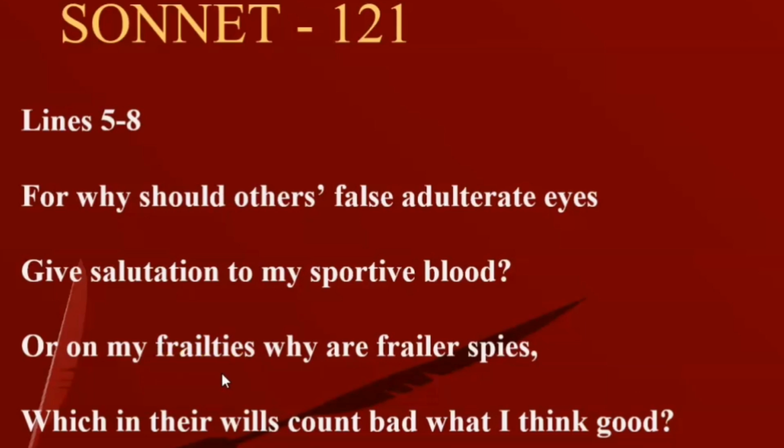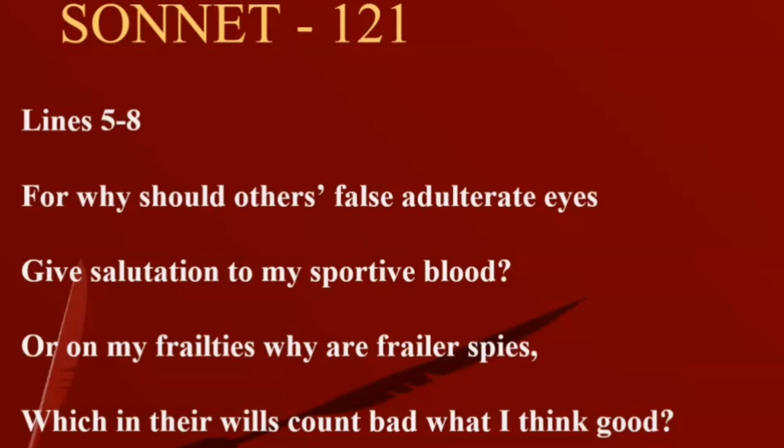Frailty, thy name is woman, he said many times. Okay, see, "and on my frailties, why are frailer spies?" Frailty actually means weakness. I don't claim that I am perfect. I'm sure that I am imperfect. I never claimed that I am perfect, the poet says. But at the same time, "and on my frailties, why are frailer spies?"